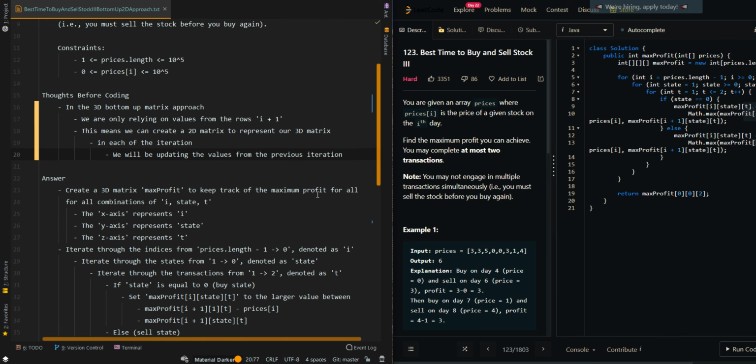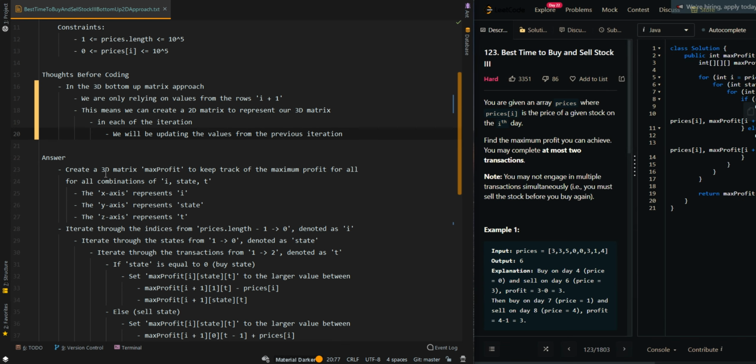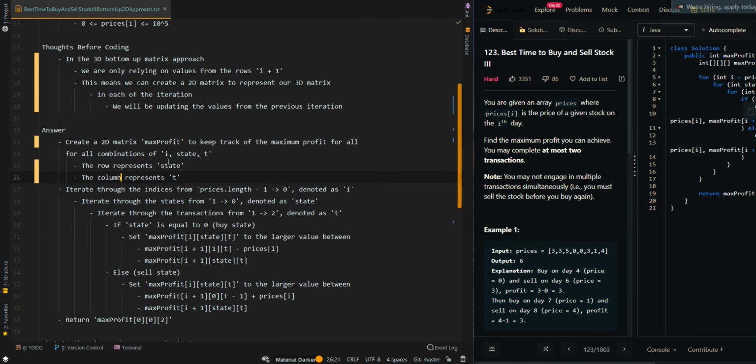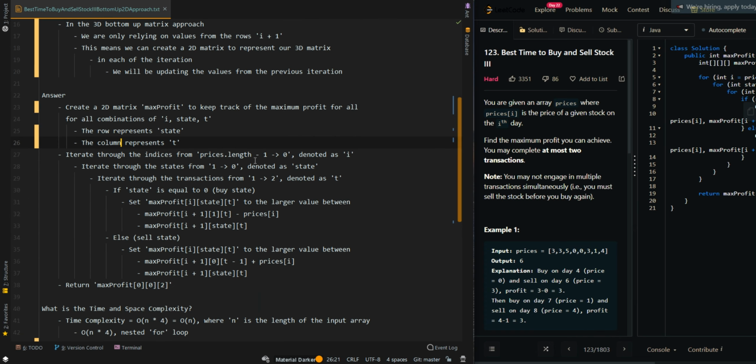Now let's go over the pseudocode. So we're going to create our 2D matrix max profit, and then the rows will represent states, and the columns will represent T. And then we're still going to perform our 3 nested for loops to iterate through all the indices i, the states, and the number of transactions.